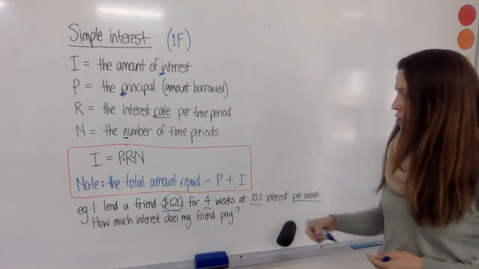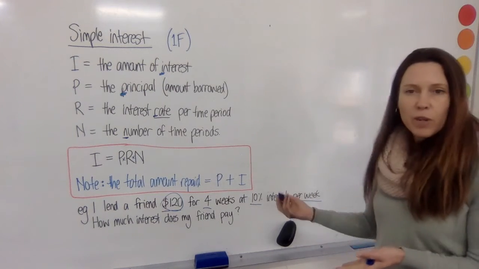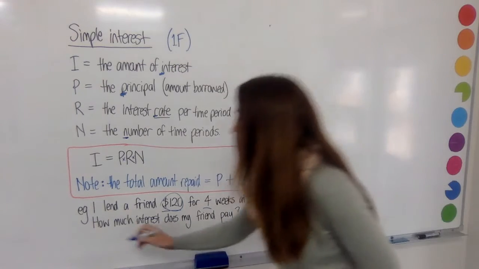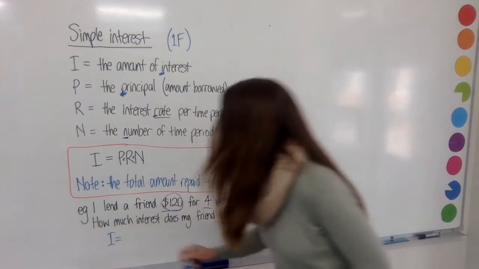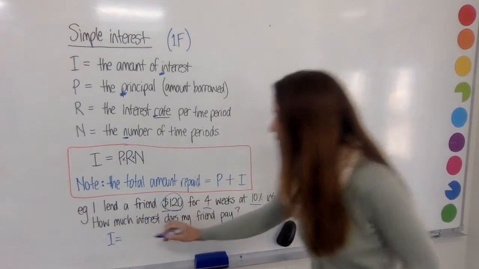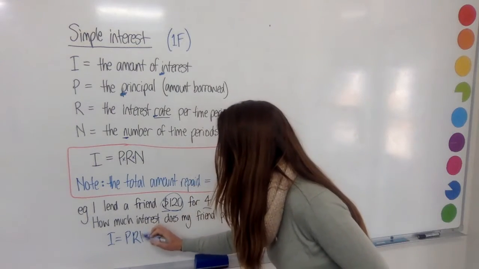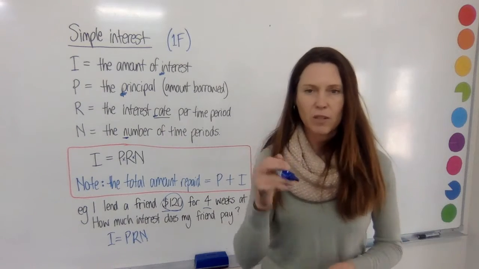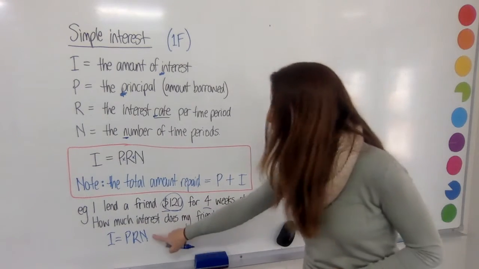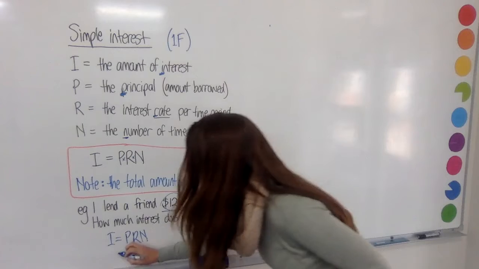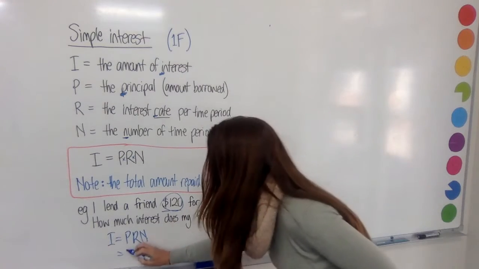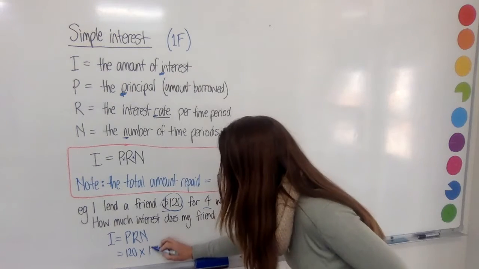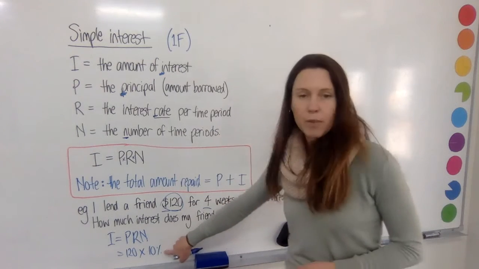So, how much interest does my friend pay? I've worked it out just in my head, using logic here, but I can throw the numbers straight into the formula. And so the interest is the principal. Now, I'd recommend writing this out every time, because if you write out I equals PRN at the start of every question, by the end of the exercise, you'll just know this, and you'll always know it. So we've got the principal, that's 120, times the rate. The rate is 10%. Notice I keep my percent in there.